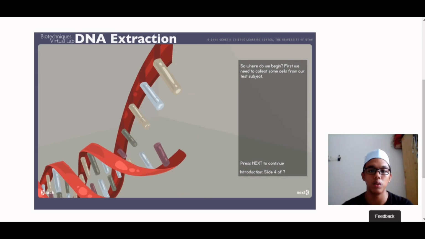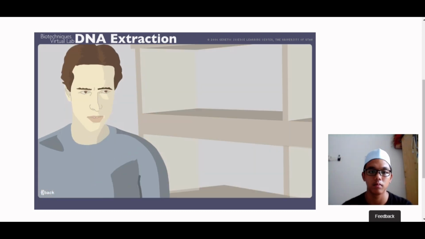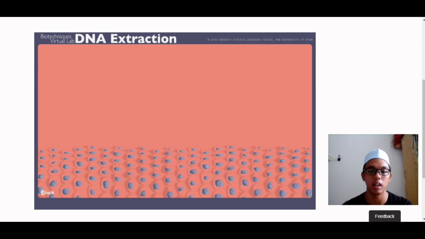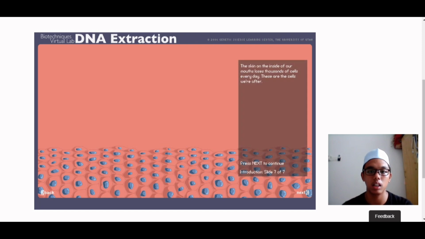First, we need to collect some cells from our test subject. We will take a cheek cell from the test subject. So here is a cheek cell. The skin on the inside of our mouth loses thousands of cells every day. These are the cells we are after.